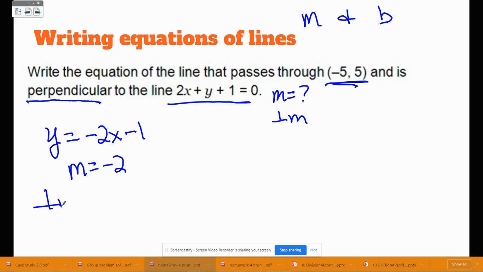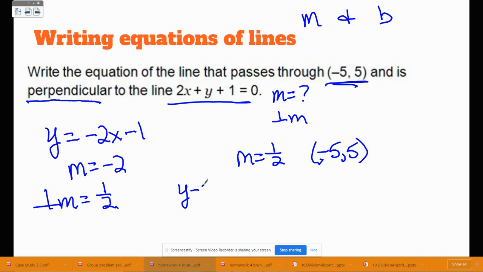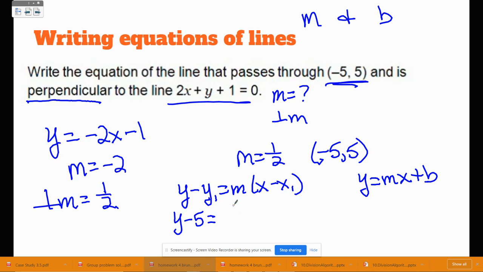So then what would the perpendicular slope be? Well, it'll be the opposite, so positive. Reciprocal is 1/2. So my new slope is going to be 1/2. I don't know the y-intercept, but I do know that negative 5, 5 is on the line. So now you have the two choices again. y minus y1 equals m, x minus x1, or y equals mx plus b to figure out what the b is, or just plug it in the formula. If you went this route, it would be y minus 5 is 1/2 x plus 5.